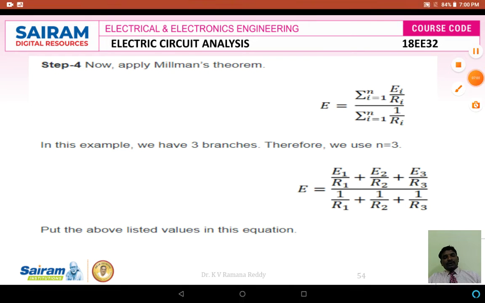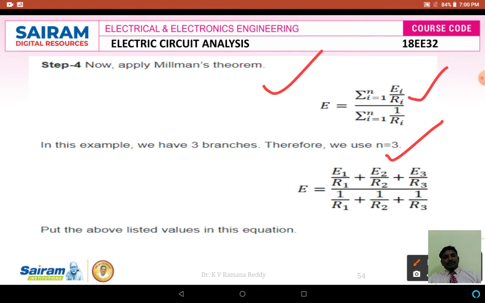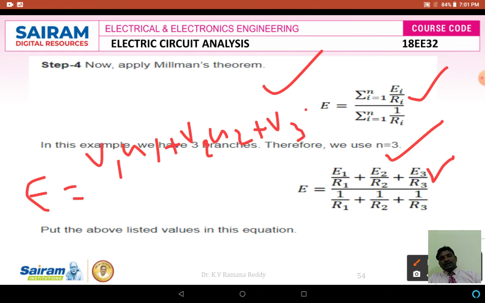Let me check what the equivalent voltage E is. The equivalent voltage E formula, by applying Millman's theorem, we can write as: sigma of Ei divided by Ri, i equal to 1 to N, divided by sigma of 1 by Ri, i equal to 1 to N. If you expand this formula, the overall voltage E is equal to E1 divided by R1 plus E2 divided by R2 plus E3 divided by R3, or we can also write the overall voltage E is equal to V1 G1 plus V2 G2 plus V3 G3 divided by G1 plus G2 plus G3.